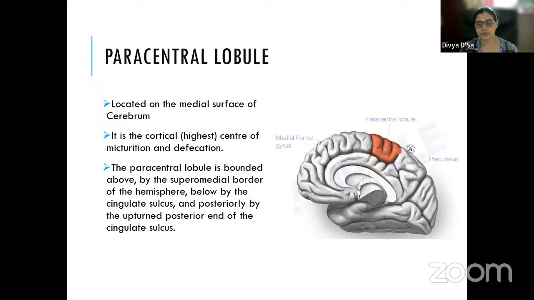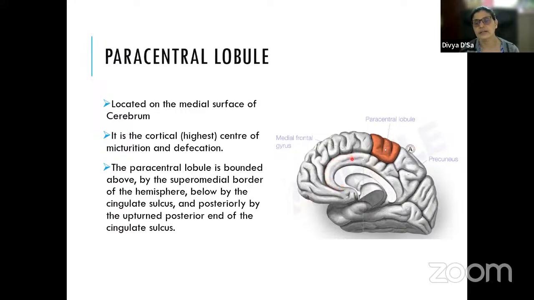This is the posterior, upturned end of the cingulate gyrus. This is the paracentral lobule. The superomedial border is here. This is the cingulate sulcus, and posteriorly it will be the upturned posterior end of the cingulate. So this is the cingulate gyrus, and this is the cingulate sulcus.